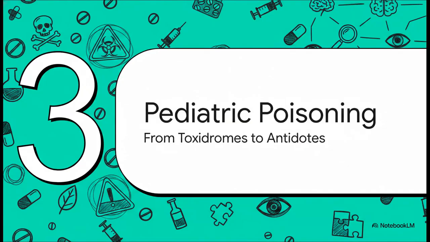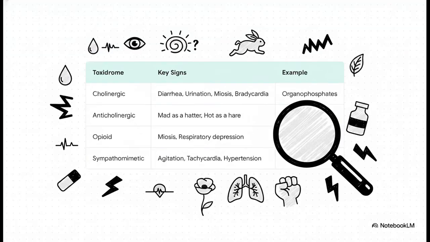All right, let's switch gears and tackle pediatric poisoning. This can feel pretty overwhelming, right? There are so many potential toxins, but the key to not getting lost is all about pattern recognition. And that's where toxidromes save the day. A toxidrome, as this table shows, is basically a cluster of signs and symptoms that points you toward a specific class of poison. So instead of trying to guess one specific drug out of thousands, you look for a pattern. Is it cholinergic, anticholinergic, opioid? Recognizing the toxidrome is a massive clinical shortcut that gets you to the right treatment fast.